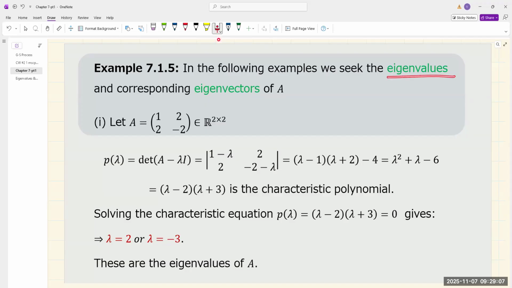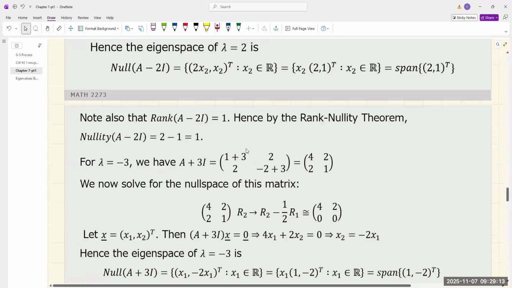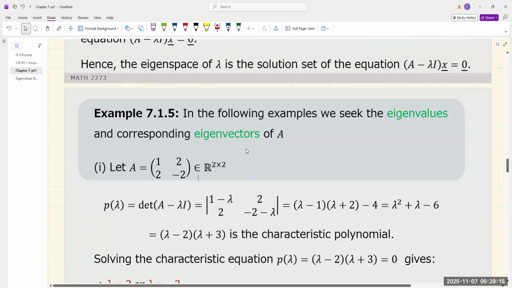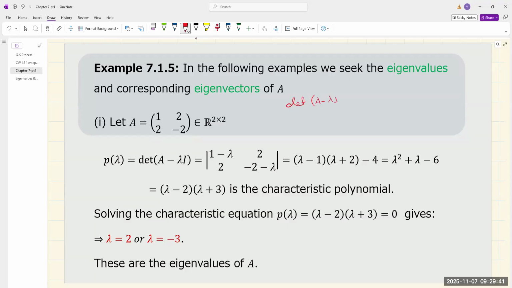Okay, so to get the eigenvalues, there's a couple of examples. Yeah, so we just do the first example, right? Because we have enough time to finish this. So we just do the first example and I'll let you all go. So we have the matrix A, 1, 2, 2, minus 2. To get the eigenvalues, that's the first task. We need to get the characteristic polynomial. Remember, the characteristic polynomial is given by the determinant of A minus lambda I. Okay, so that is the determinant.